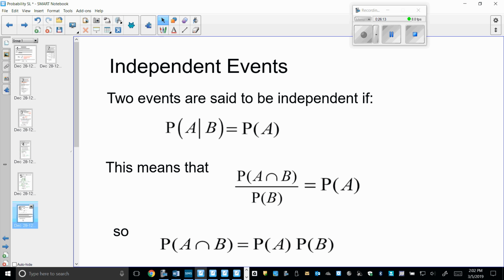Independent events are said to be independent if the probability of A happening given that B has happened is exactly the same as the probability of A, which means B has no effect on it. Does that make sense? So the question could say show that these events are independent. You're going to find a value for the conditional probability and hopefully find that it's the same as the probability of A.